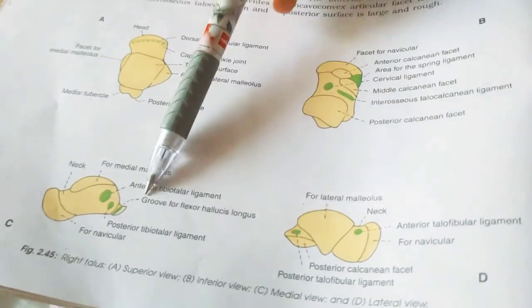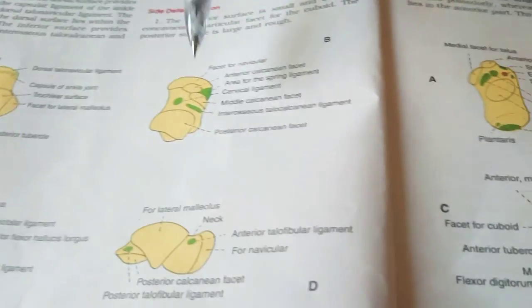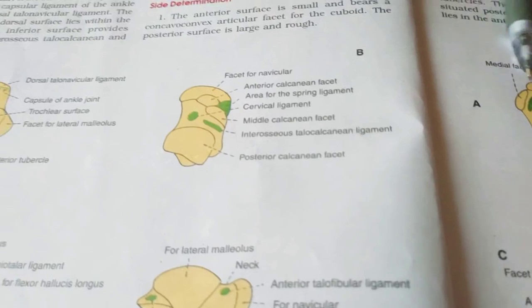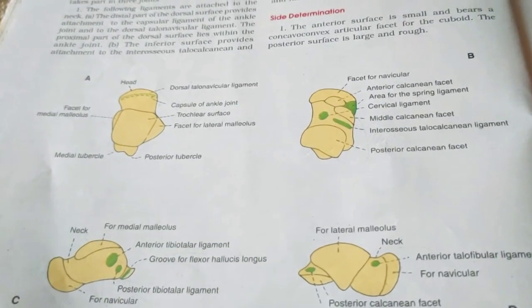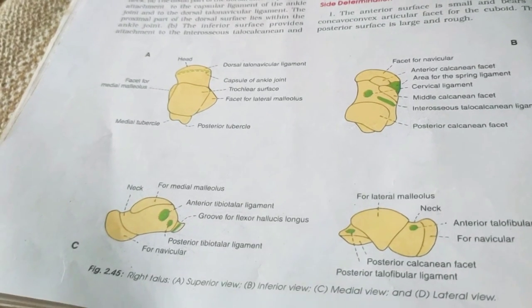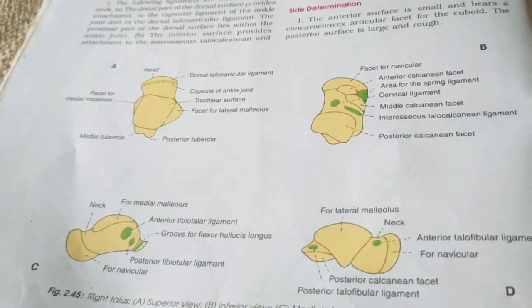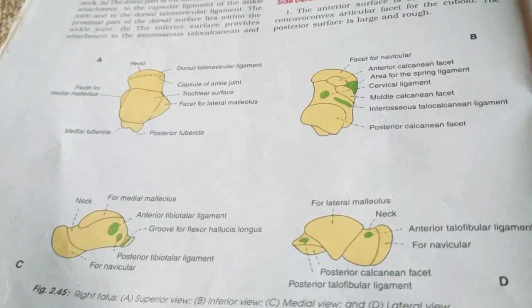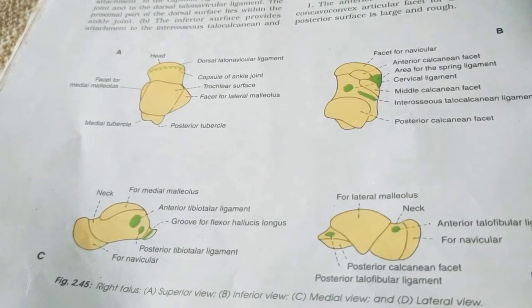So this is the lateral view, this is the medial view, this is the anterior or superior view, and this is the inferior view. So according to the views, according to their site, we can easily determine what the ligaments present are. So by this we completed the talus. Next we'll go to the calcaneus, which is the largest tarsal bone.